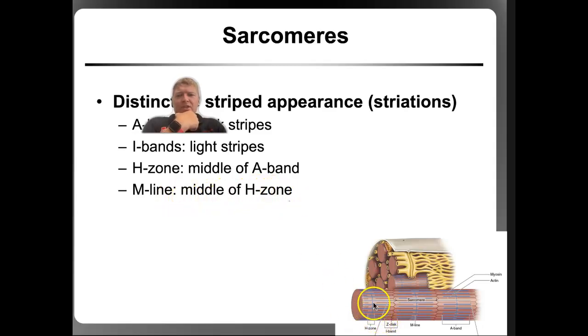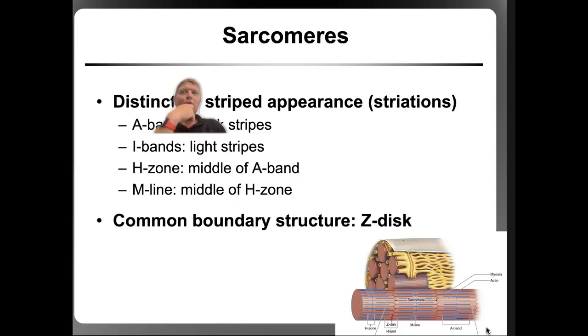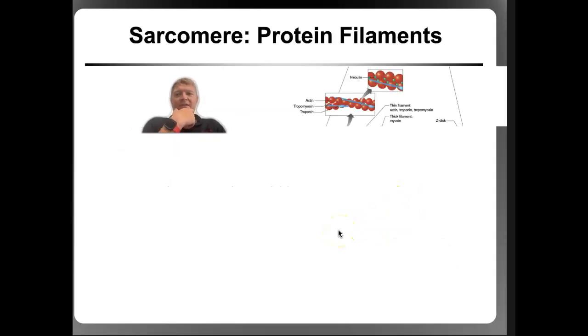So the H zone here is this blue, I don't know how well you can see that up there, and this blue marker here. The M line is the middle of the H zone. And then you have your A band, and the middle of that is the H zone, and the M line is the middle of the other ones. So it's whichever color it is there. They're usually blue and red, but under a microscope you're going to have lighter and darker. A common boundary for each structure is called the Z-disc.